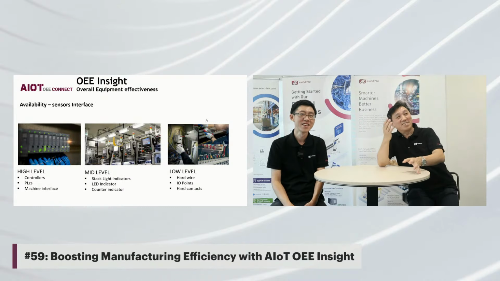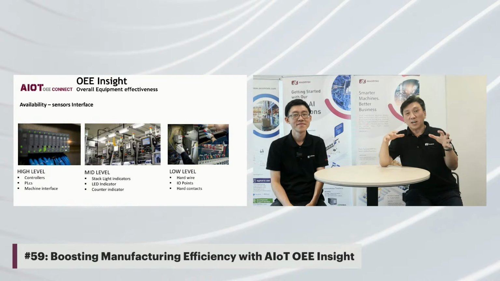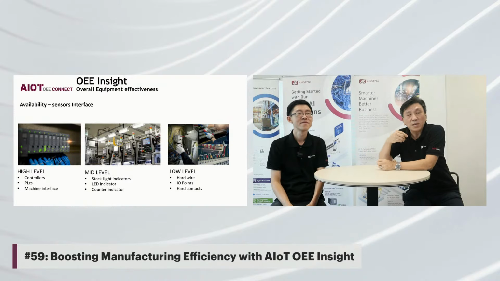It's the right hand side, the low level. In our AIoT definition, low level means hardwire, direct I/O point or direct contact that you need to retrieve from the machines or from the process. This is part one.